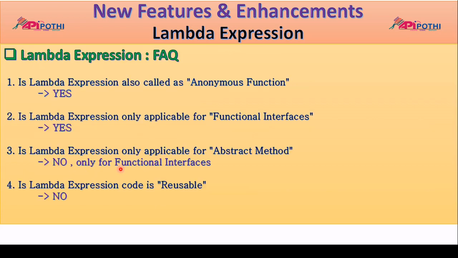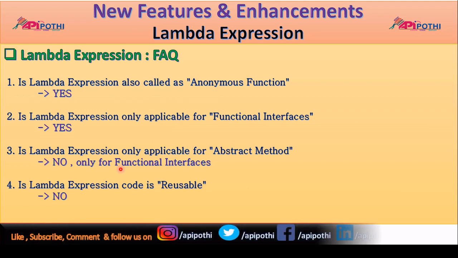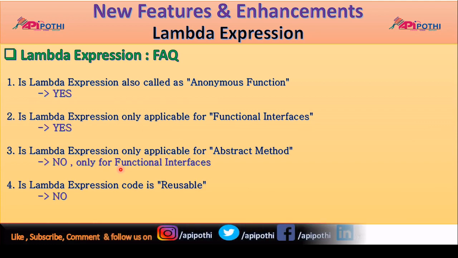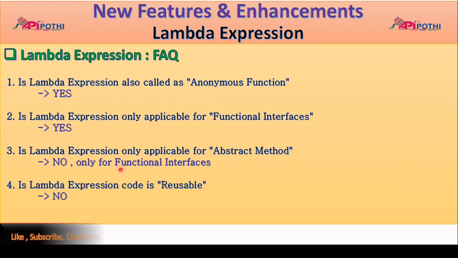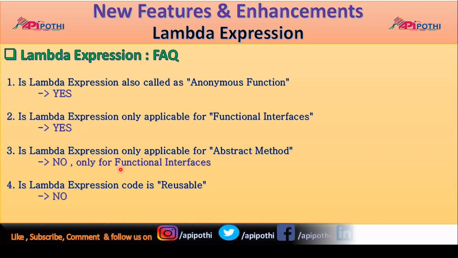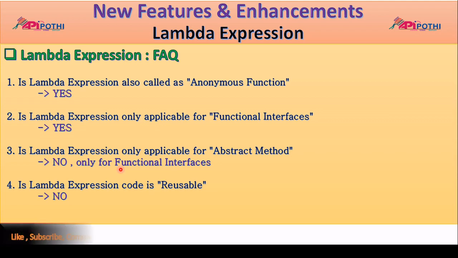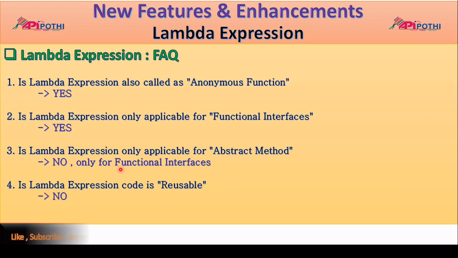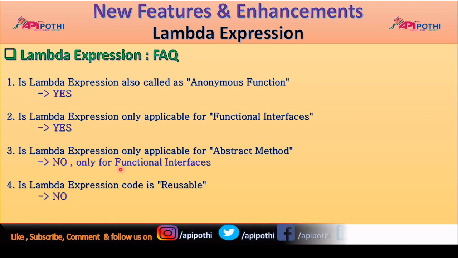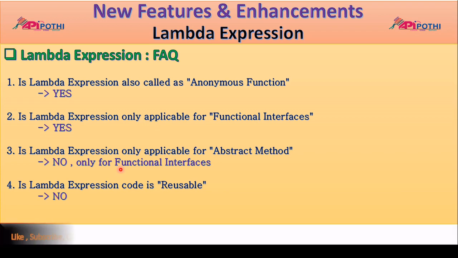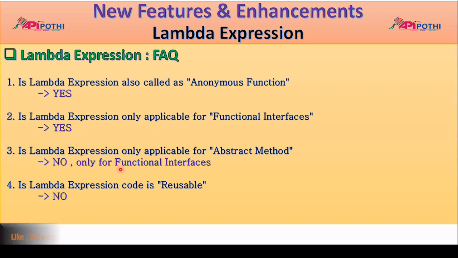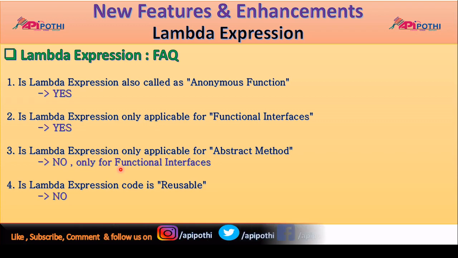Now coming to some frequently asked questions. Is a lambda expression also called an anonymous function? Yes. The reason is that a lambda expression doesn't have any name. That is the reason it is also called an anonymous function, meaning that an anonymous function also doesn't contain any name. Second question: is a lambda expression only applicable to a functional interface? Yes, only applicable to a functional interface. The reason being, a functional interface contains only one unimplemented method.